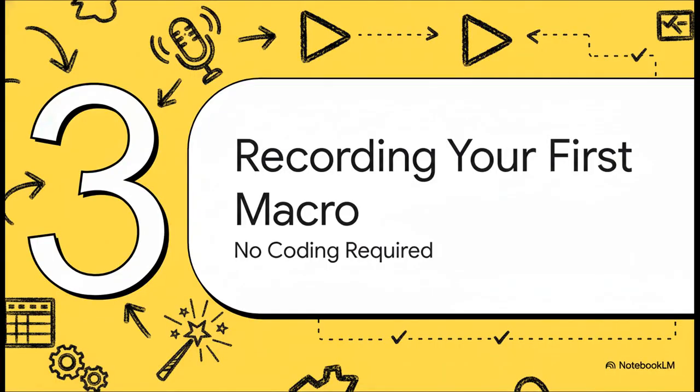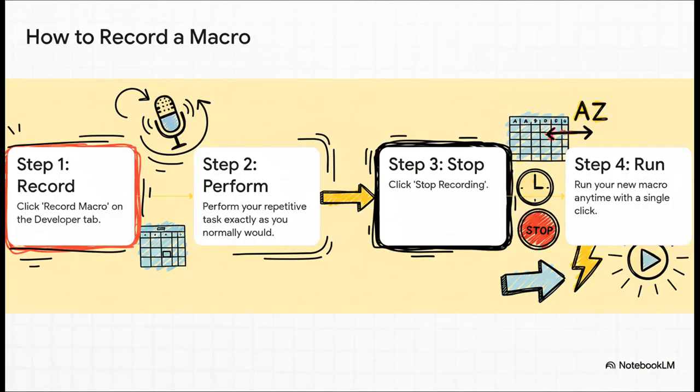Okay, this sounds great, right? So how do you actually make one? Well, here's the absolute best part. To get started, you don't need to be a programmer. You don't need to know any code at all. It is honestly this simple. You just find the record macro button, click it, then you just do your task like you normally would. Format that header, sort that data, whatever it is. When you're done, you click stop recording. And that's it. Excel just did all the hard work for you and created your one-click shortcut.